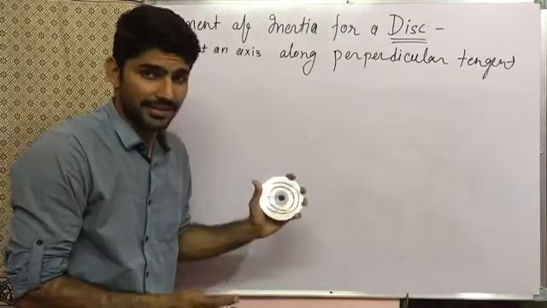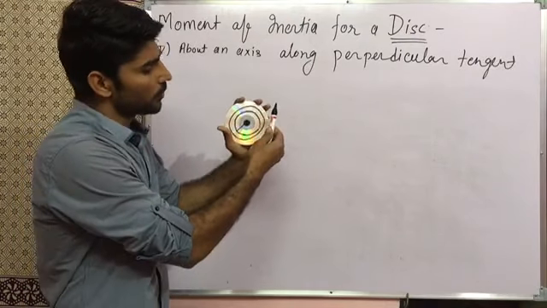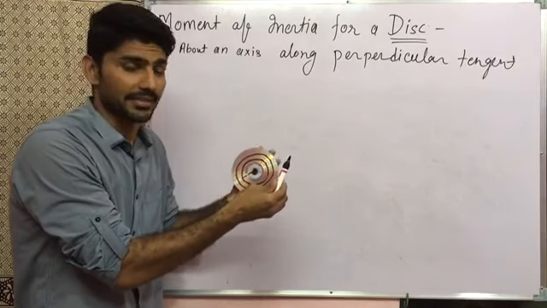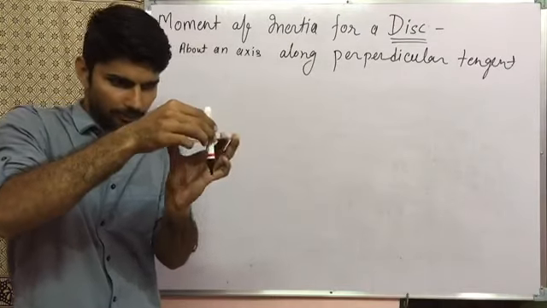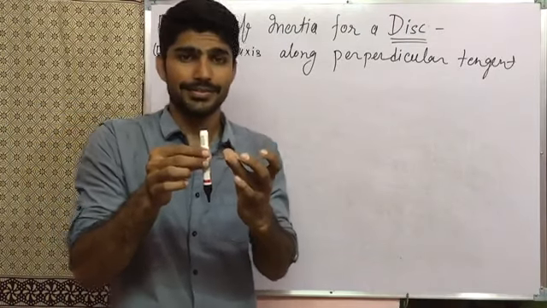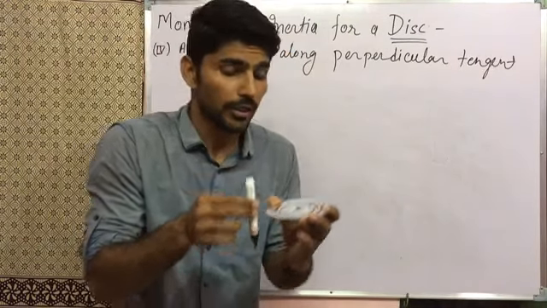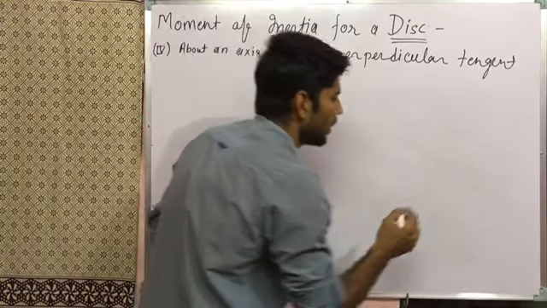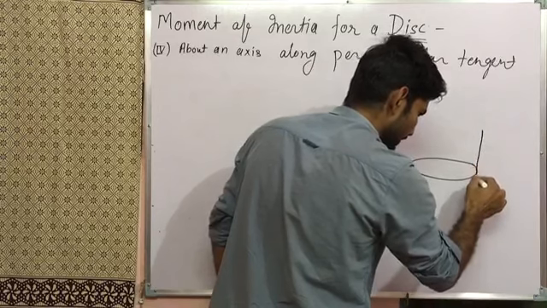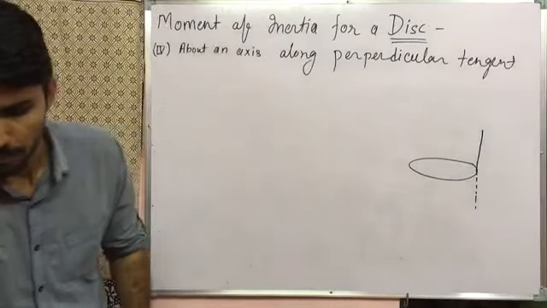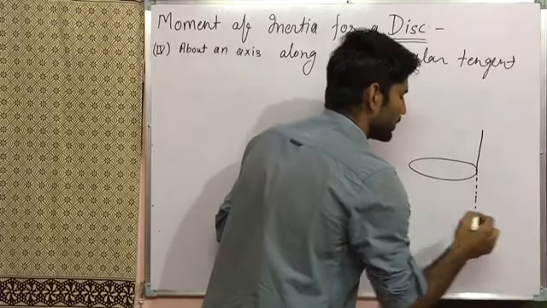So here, this is our disk and this is the axis, because you can assume the marker as an axis. So this is the axis along the tangent. When I put this ring here and I use this pen as an axis, then you can see this is the axis along the perpendicular tangent. It is a tangent, but it is perpendicular to the plane of the disk. So this is the disk, axis along the perpendicular tangent.